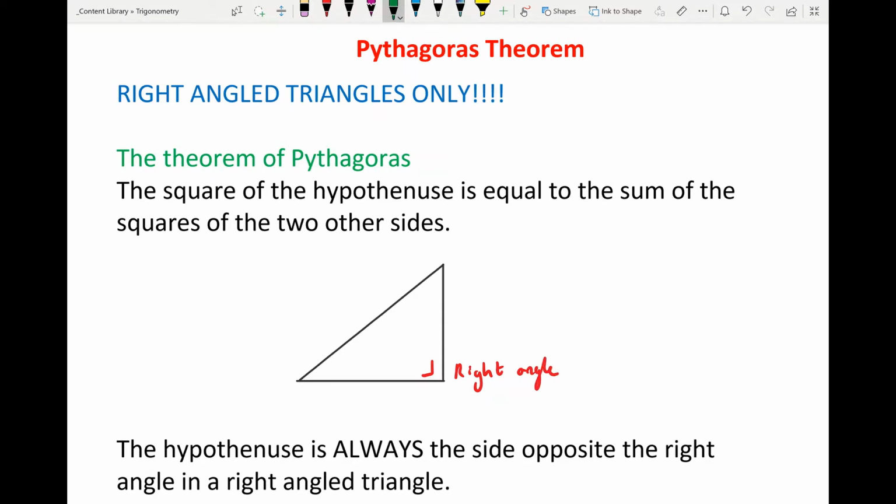Then we need to identify the hypotenuse. The side opposite the right angle is called the hypotenuse. In a triangle, there is 180 degrees, so in a right angle triangle, a 90-degree angle will always be the largest angle. So the hypotenuse will always be the largest side in a right angle triangle.